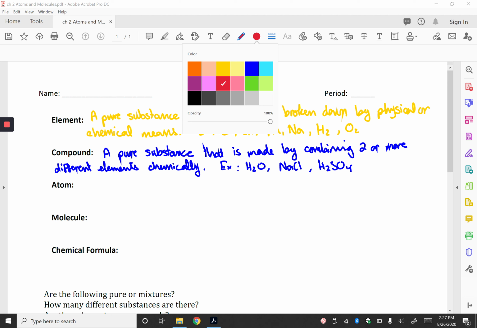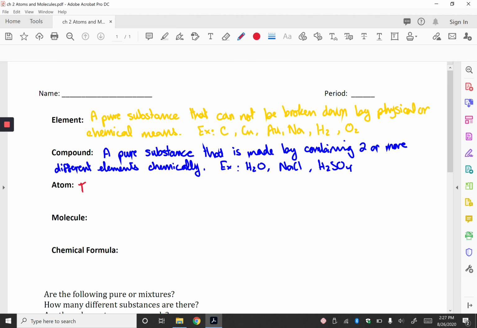Okay. Next one is an atom. So an atom is the smallest quantity of an element that retains its properties. Let's write that down. The smallest quantity of an element that retains its properties.